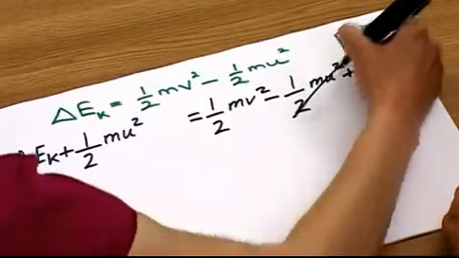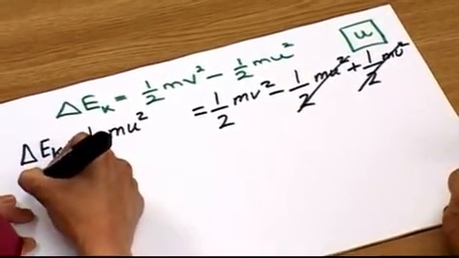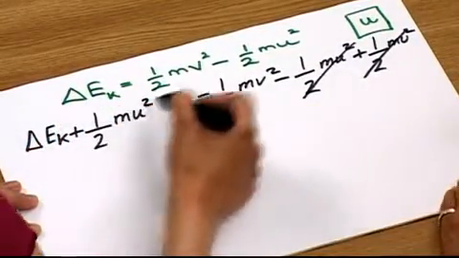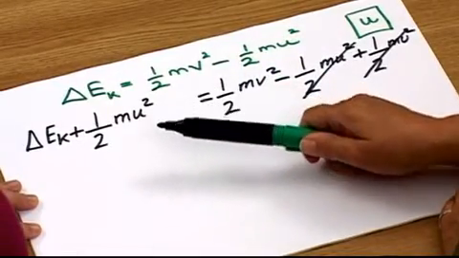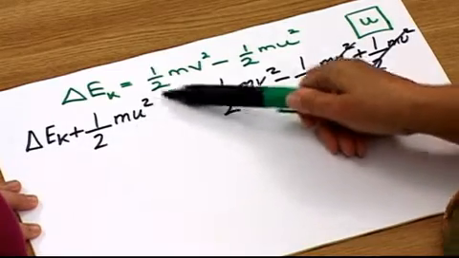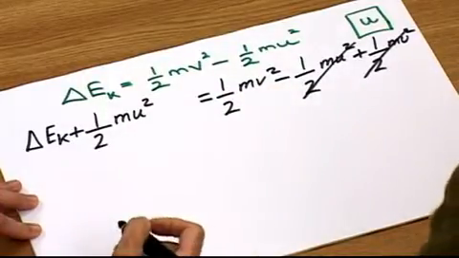So what can you cancel? Those two cancel each other out. So I'm left with delta EK plus half mu squared is equal to half mv squared. So now you've got half mu squared where you want it, but you've still got it added to delta EK. So what can you do next? Subtract that from both sides.